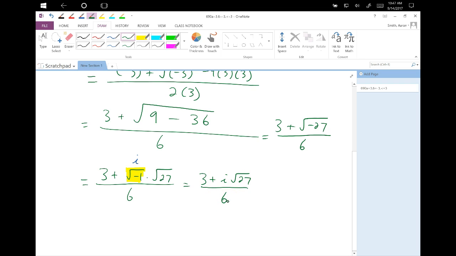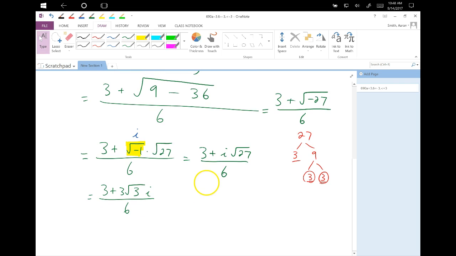Now, the square root of 27 is something we can simplify. Let's review how to do that. 27, if I make a factor tree, 3 and 9, 3 and 3. So these are my prime numbers. I can take out the pair of 3's right here. So I would have 3 plus 3 root 3 i over 6.